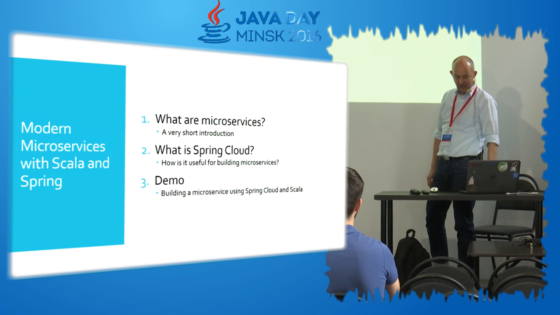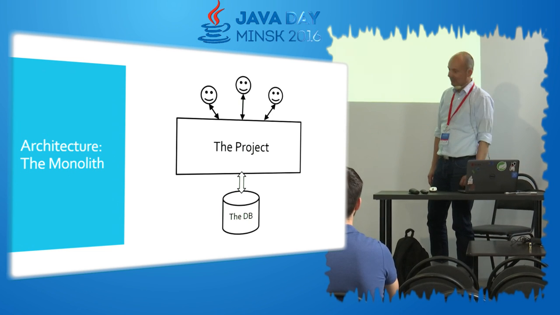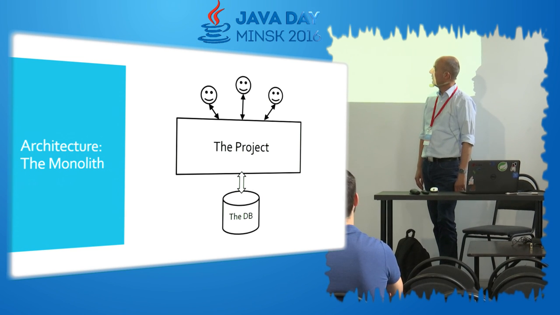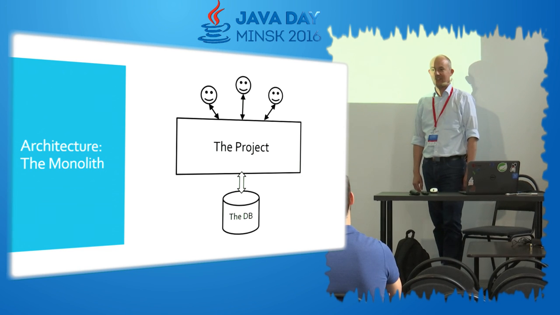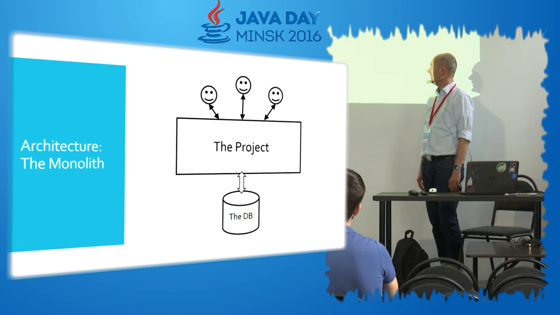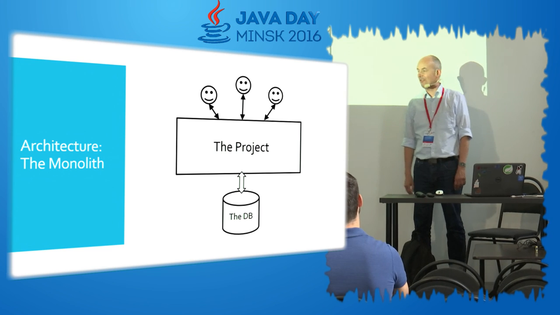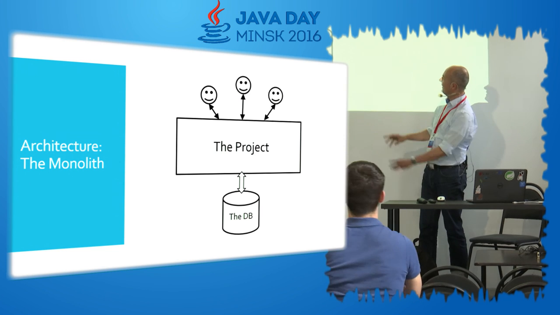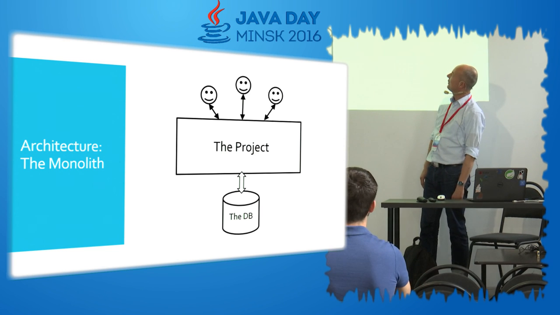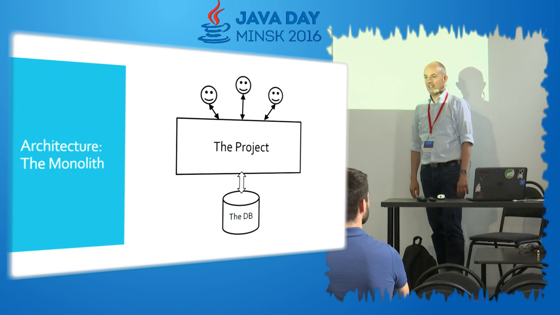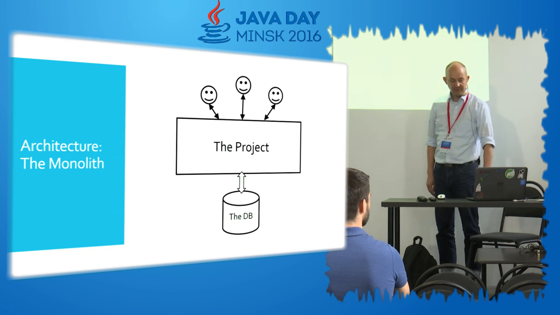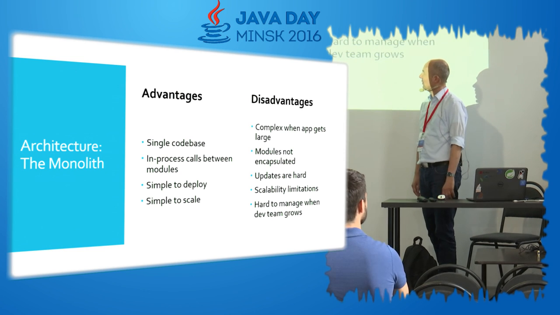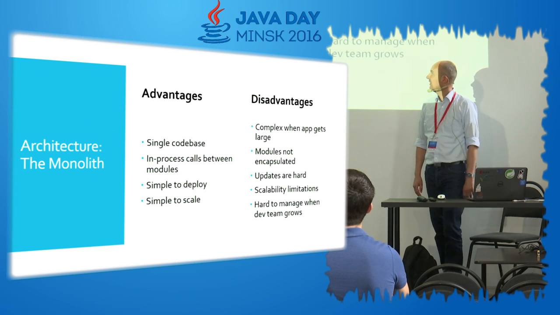Okay, so first a little bit about microservices. People often compare microservices to the monolith software architecture, which is the traditional software architecture that many web applications have, especially in Java, where you have one project which has one database and you put all your code in one big project, and that's your web application. And this architecture has a number of advantages and disadvantages.